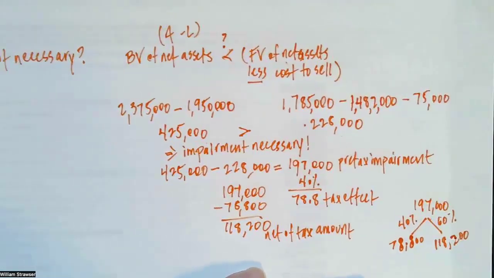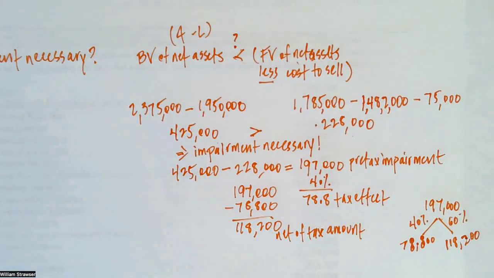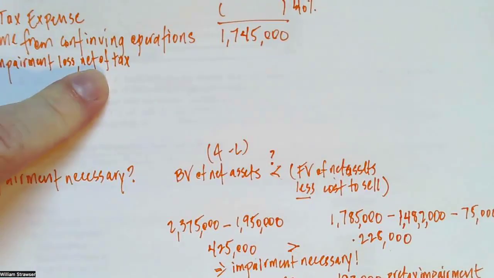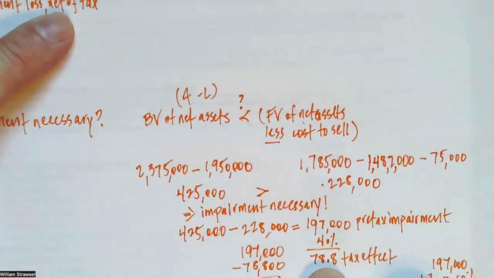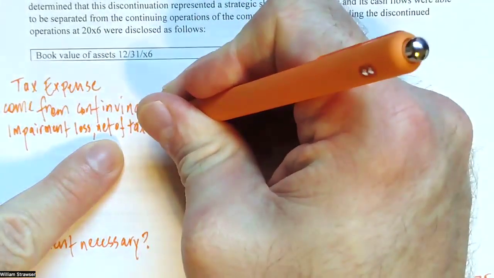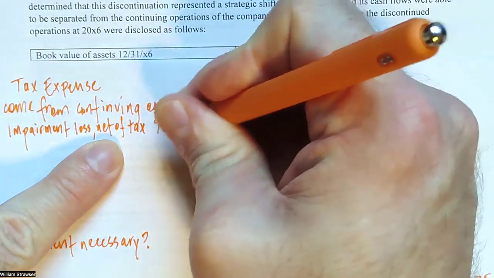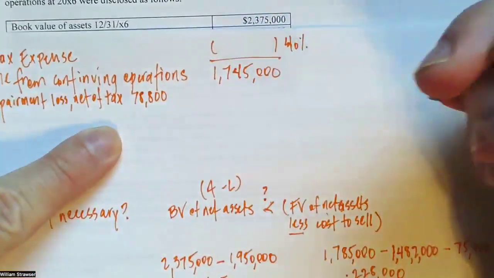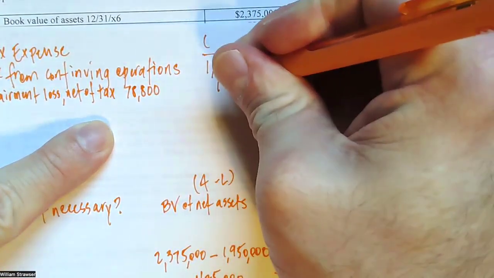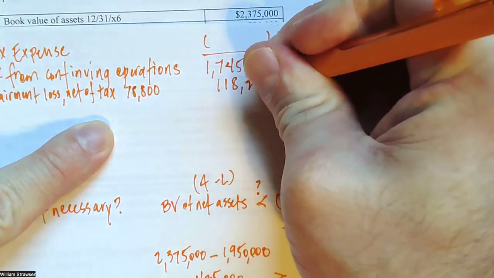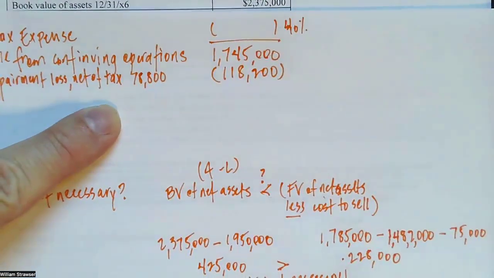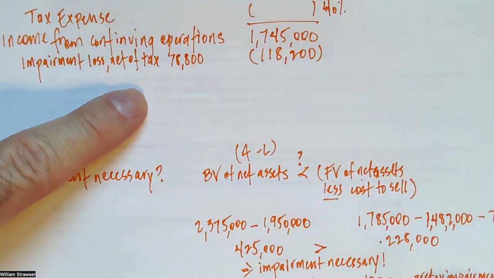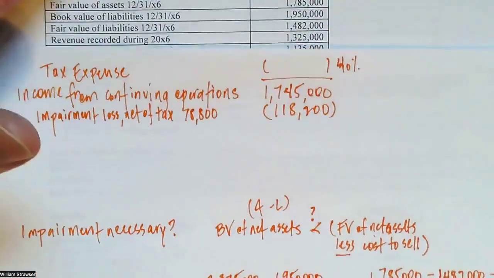I don't know, taxes, again, seem to not jive well with people. Not sure why, but whatever helps you figure this out, use it, right? The tax effect is 78.8. So that's my tax effect. It's actually a tax savings. That's why I call it an effect and not like a tax expense. Then after I take those taxes out, I have $118,200 still of a loss, right? It's still a loss on impairment. All right, so we got the impairment piece done.